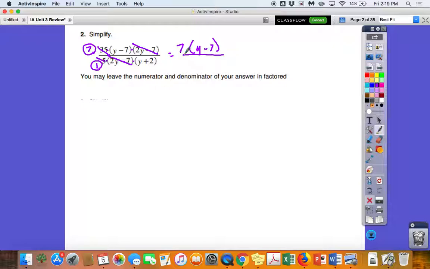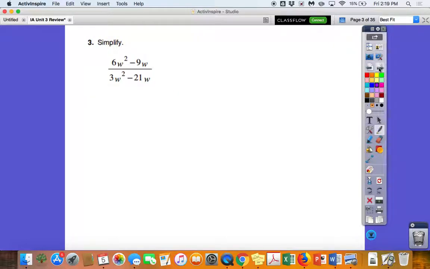So that leaves me a 7 in the top with a y minus 7. And in the bottom, I've got a 1. You don't have to write the 1. And you've got y plus 2. So that's as small as you can go. You cannot reduce those y's because they're attached to things with plus and minus signs.